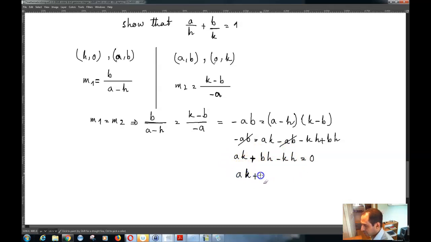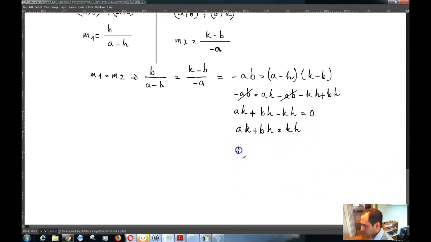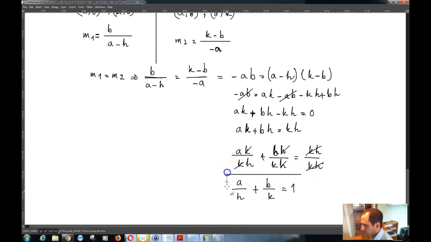I can write this as AK plus BH is equal to KH. And if I divide both sides of this equation by KH, meaning that AK over KH plus BH over KH is equal to KH over KH. K and K cancel out, H and H cancel out, and you will get A over H plus B over K is equal to 1. And that's basically what you were looking for.